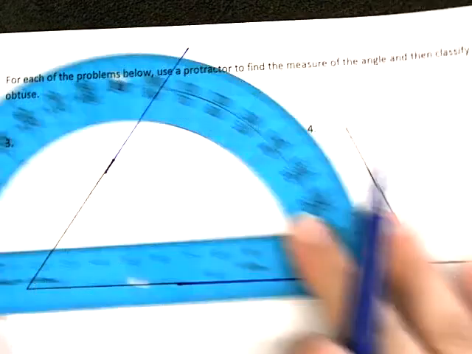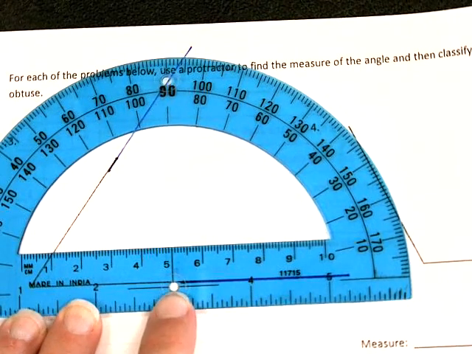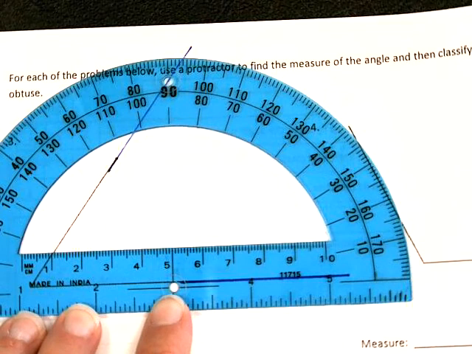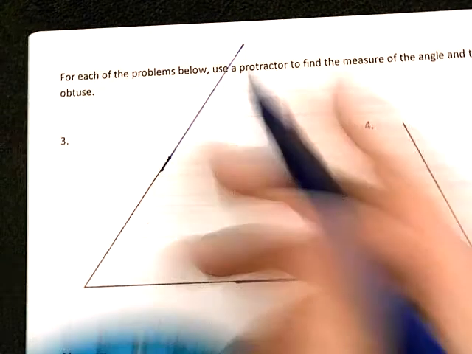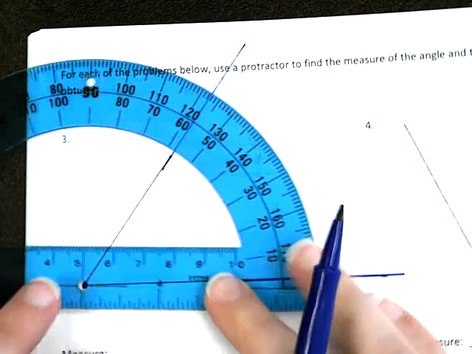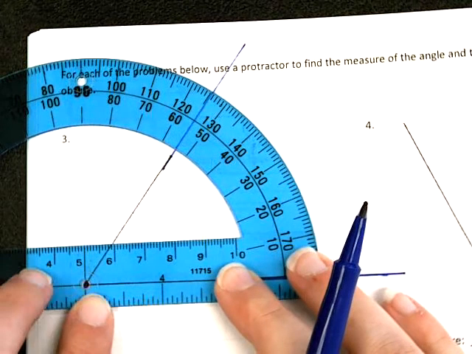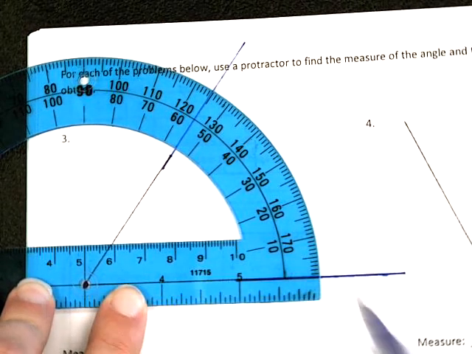All right, and then you should see this spot right here on your protractor. Inside that open dot there is where you're always going to place the vertex of your angle. So when we look at this one, here's my vertex right here. I want to take the dot and put it over my vertex, and then this side needs to line up.